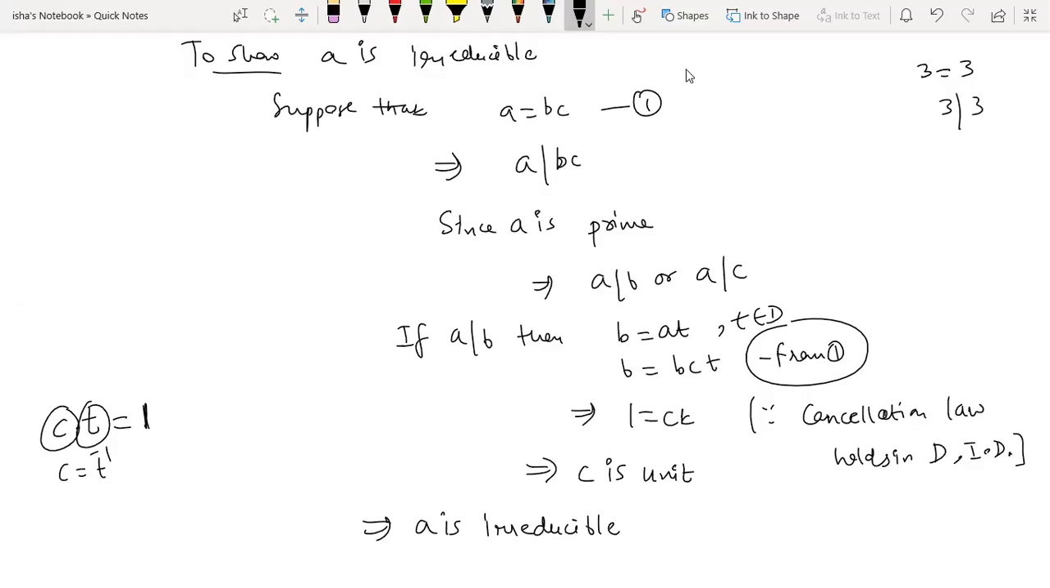You wrote a is equal to b into c, and we got c is a unit element. So we have proved that a is irreducible, because to show irreducible you only have to show that if you are able to write it as a product of two factors and one of them happens to be a unit element, then the element is irreducible. So that proves what we wanted to prove, that in an integral domain every prime element is an irreducible element.